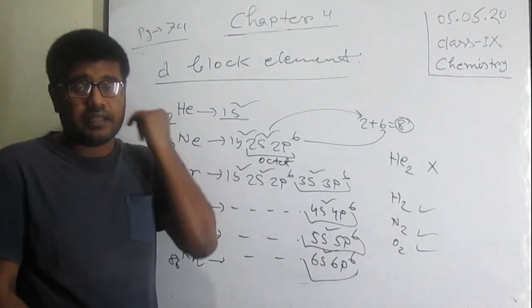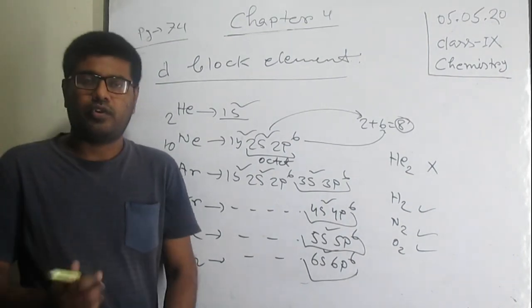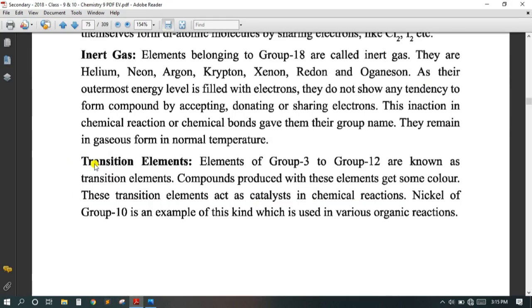In my next lecture is transitional elements, and for this, at first go to my laptop. The topic is transitional elements. Elements of group number 3 to group number 12 are known as transitional elements. Compounds formed with these elements have some color. These transitional elements act as catalysts in some chemical reactions. Nickel of group number 10 is an example of this kind, which is used in various organic reactions.